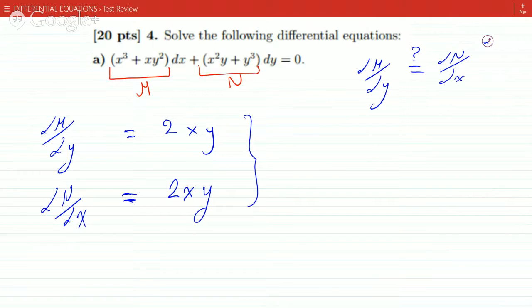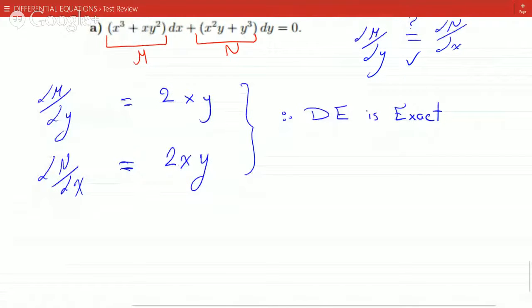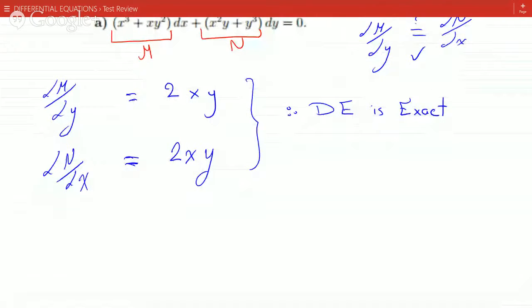So therefore they're exact. Since they're equal, therefore the differential equation is exact. Do you remember the process when it's exact what to do? These are the partial derivatives of some function.